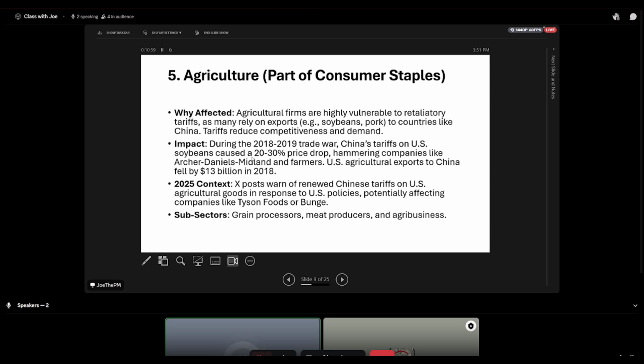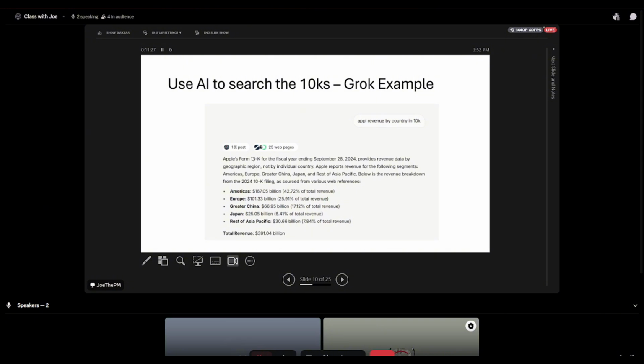And then the agriculture space. We are the world's largest exporter of agriculture. It really hurts the farmers when you have these tariff wars. It did in 2018 and 2019. Again, we're here. Tariffs on the U.S. caused soybeans to drop 20 to 30% 5, 6 years ago. ADM, Archer Daniels, was one that I actually owned at the time and got hurt on pretty badly. So that was a good learning experience for me, especially with China. So be careful in that space.